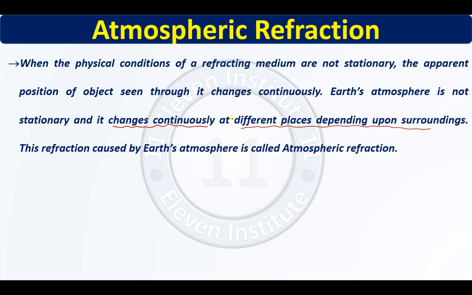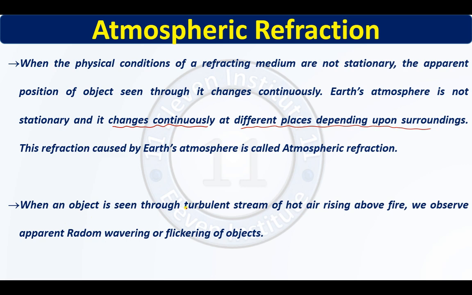So different places have different atmospheres which change continuously due to their surroundings, and thus refraction is caused by Earth's atmosphere. This is called atmospheric refraction. So simply, the refraction that is caused by the atmosphere is known as atmospheric refraction.